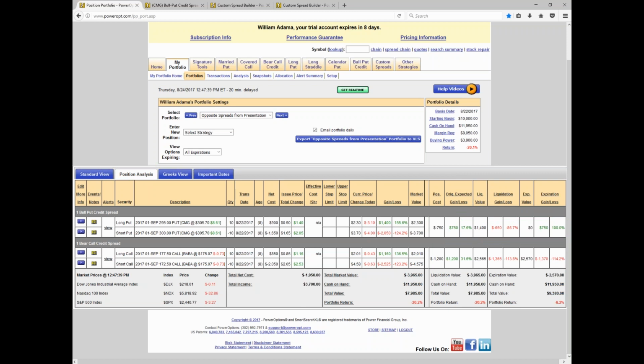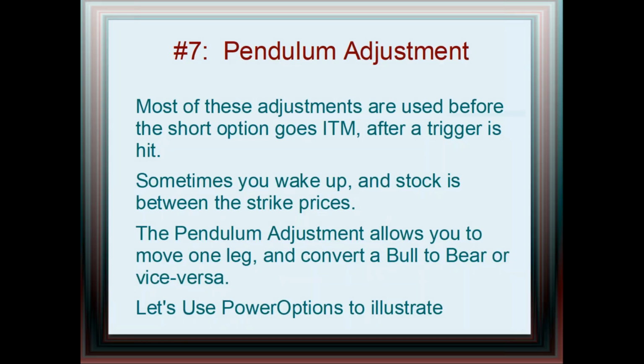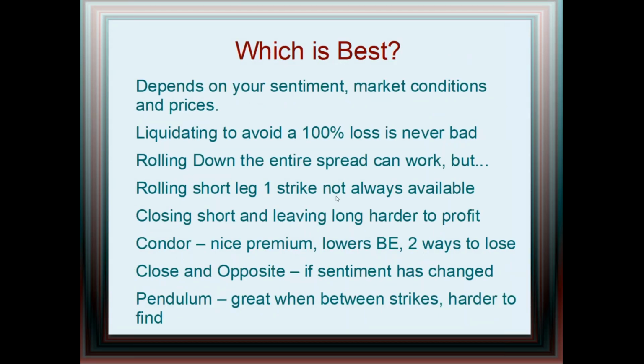Going back to what Sean said a moment ago, he said it sounds like number 7 is your preferred. And again, it is in that situation where the stock's between the strike prices. But believe me, I don't hope to open positions, credit or debit spreads, where I'm thinking the stock's going to fall between my strike prices just so I can use the pendulum adjustment. That's not what I'm going to do. But which is best? Well, as Chang just mentioned, it depends on your sentiment.